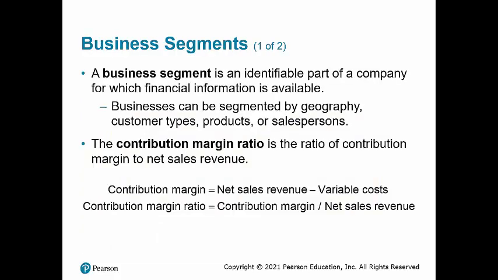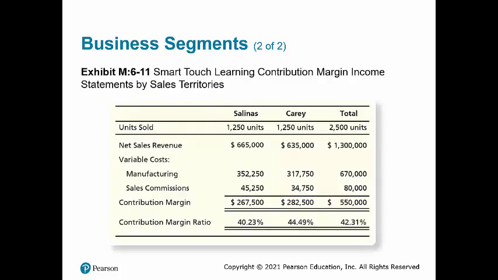Many companies will divide their business into segments. A business segment is just an identifiable part of a company for which financial information is available. Businesses can be segmented by geography, customer types, products, or even salespersons. The contribution margin ratio is the ratio of contribution margin to net sales revenue. This exhibit shows a contribution margin income statement for two territories by salesperson.